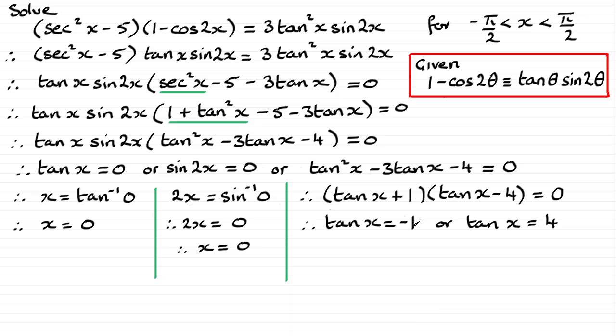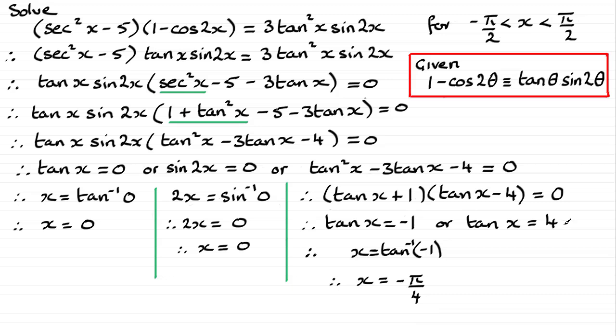So solving for tan x equals negative 1, x would equal the inverse tan of negative 1, and you should be familiar with that one. That's a very standard result. In degrees, it would be minus 45 degrees. The equivalent in radians is minus pi upon 4. Okay? Now when it comes to tan x equals 4, that's not so obvious.